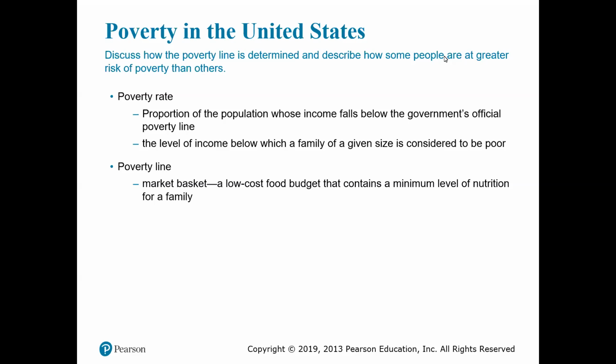The Federal Office of Management and Budget, or OMB, updates the poverty line annually. It's also adjusted for the number of people in the household. Many social analysts argue that the official poverty line is too low and that poverty thresholds should be increased by at least 50%.